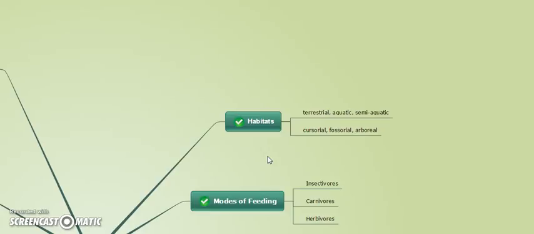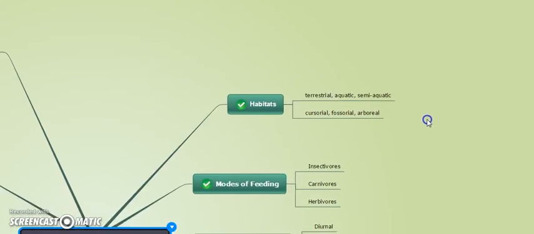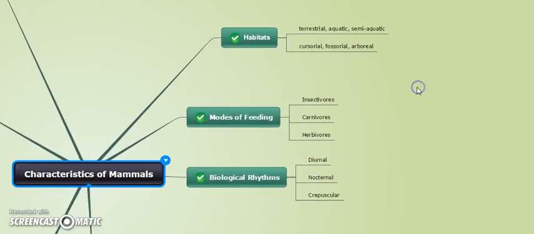They may be cursorial, running, fossorial, digging, or arboreal, which means they climb in trees. Of course, I think probably everybody's informed about modes of feeding. Basically, here we're talking about carnivores and herbivores, although some are actually omnivores, eat a little bit of both.